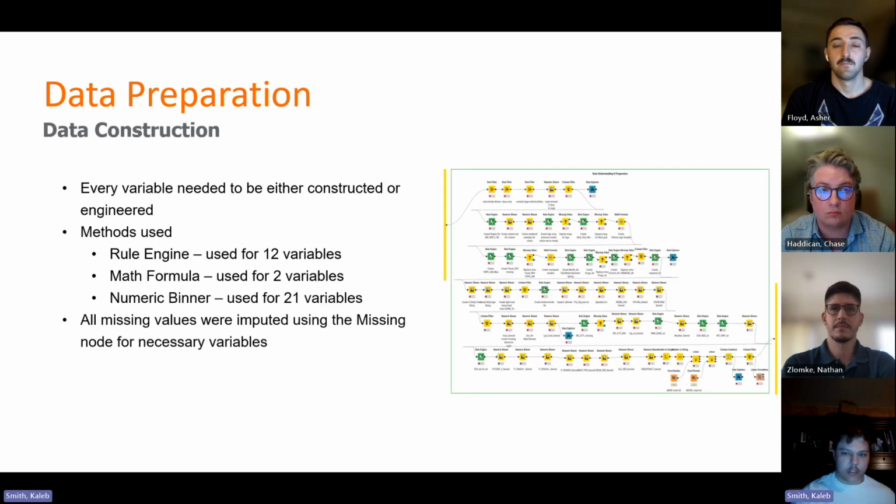For the data construction, every variable that we used either needed to be remade or re-engineered. The way we did this was using the rule engine node. So a total of 12 variables were redone with the rule engine. 2 were created with a math formula node, and then 21 were binned with the numeric binner. With this, all missing values were imputed with the missing value node within KNIME.